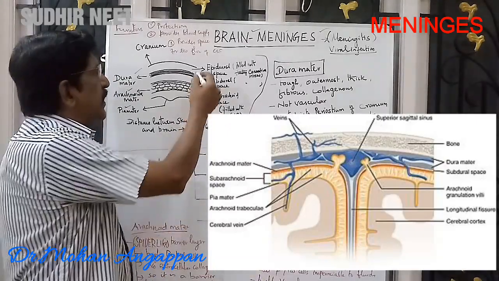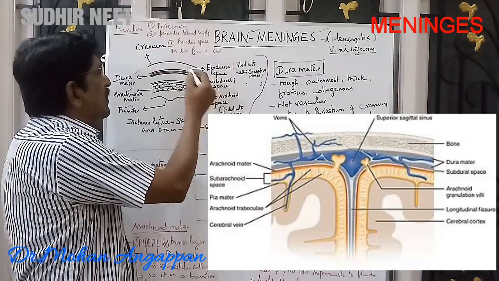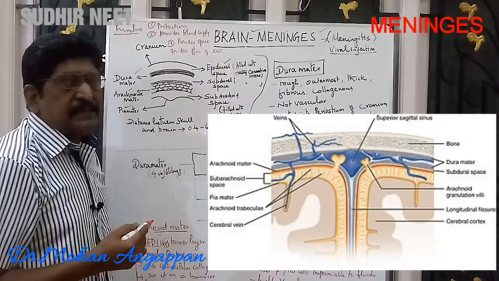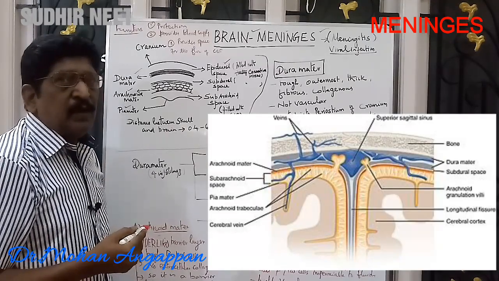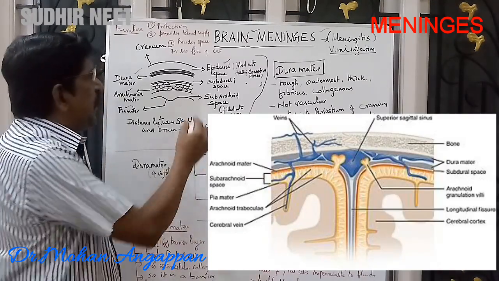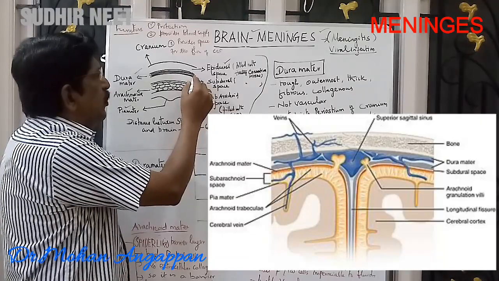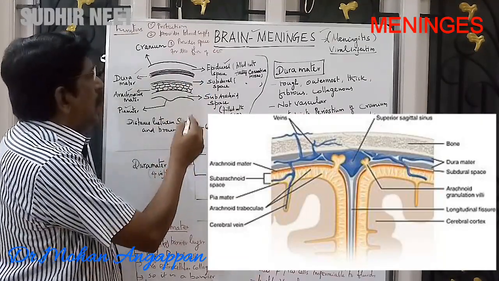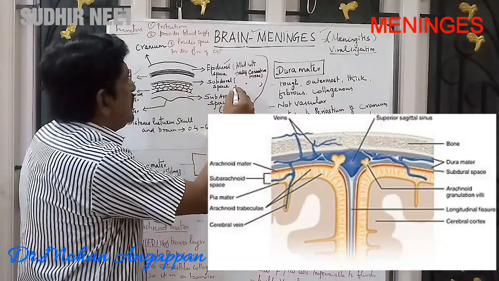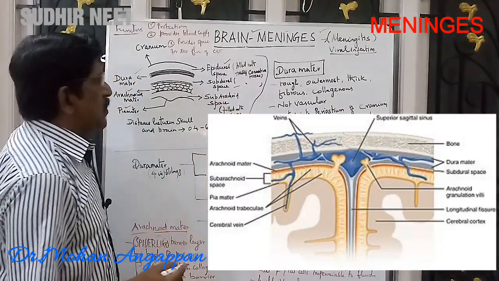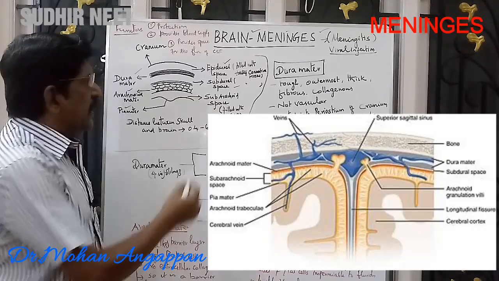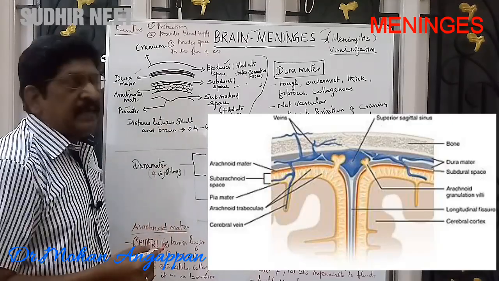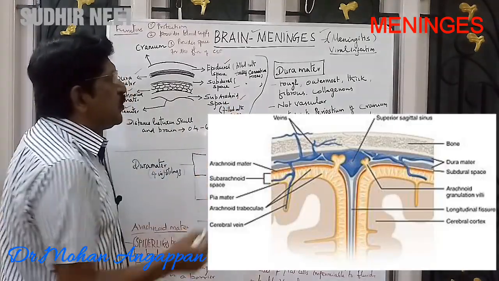The space in between the cranium and the dura mater is called the epidural space. Epidural space. The space between the dura mater and the arachnoid mater is called the subdural space. In between the arachnoid mater and pia mater, you get the subarachnoid space.